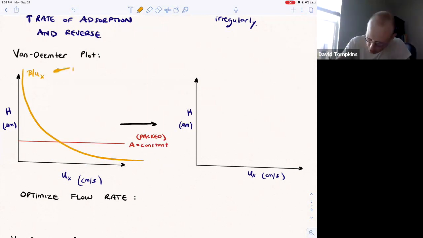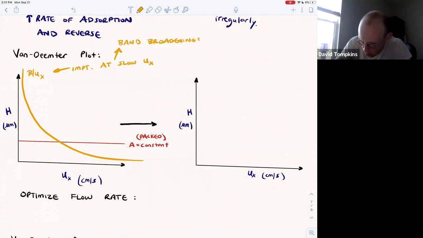So this is going to be mostly important at slow flow rates. And it's going to be a primary contribution to band broadening, or will make H very large at slow flow rates. So that's why we need to avoid flow rates that are too slow.